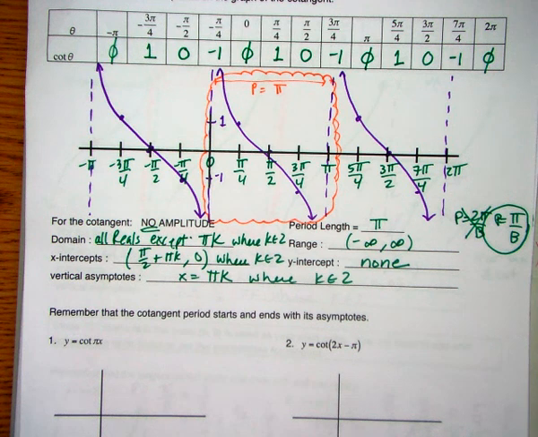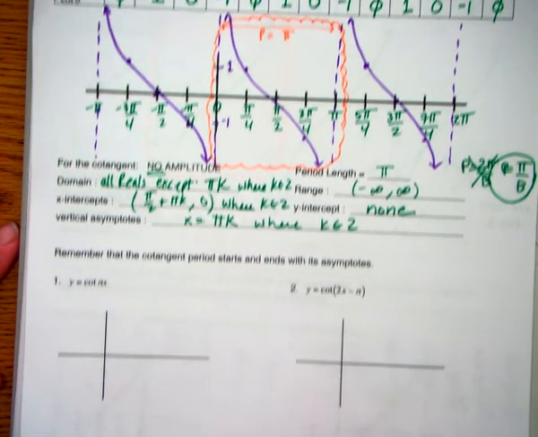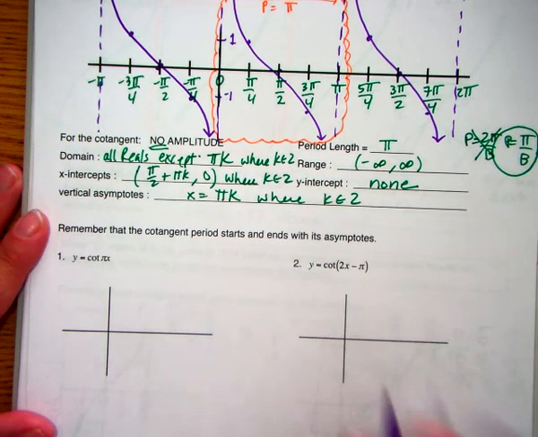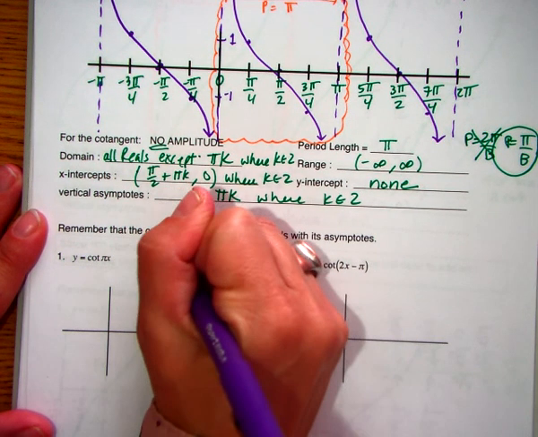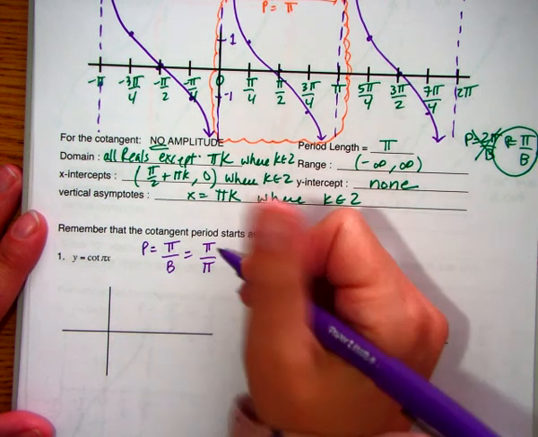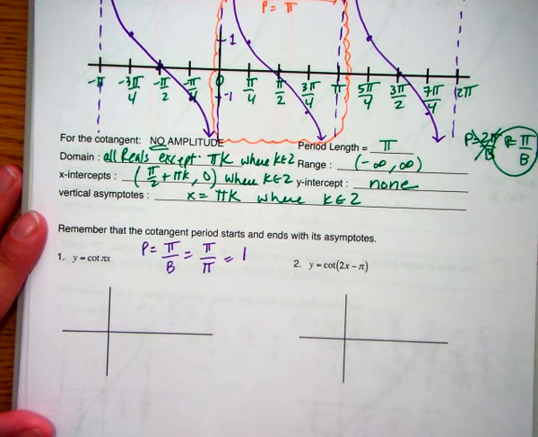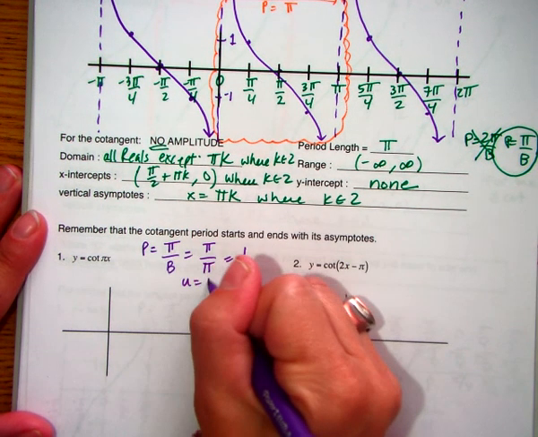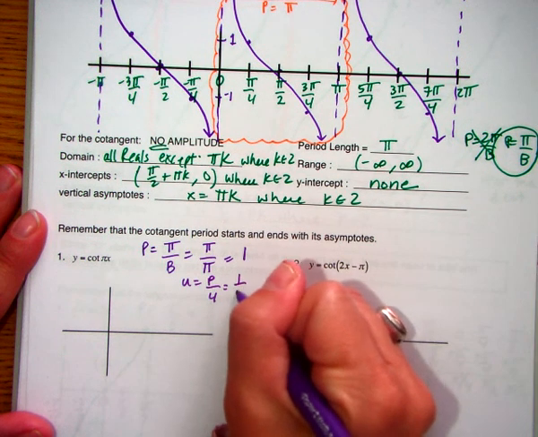All right, so now let's graph one. Here we have cotangent of pi x. So we obviously have a period change. So I use the new formula, period equals pi over b. So it's just pi over pi. So my period is 1. Units, we still take the period and divide it by 4. So my units are 1/4.